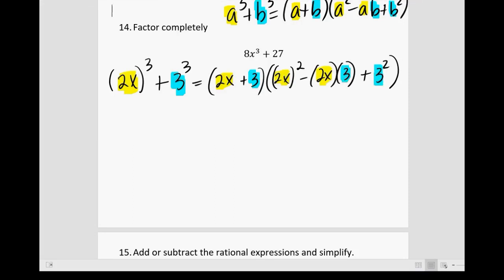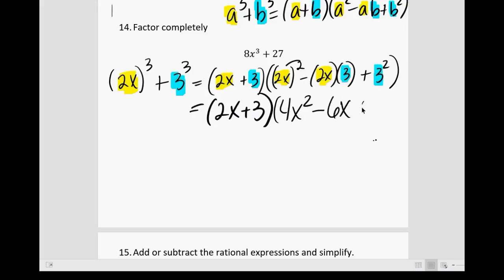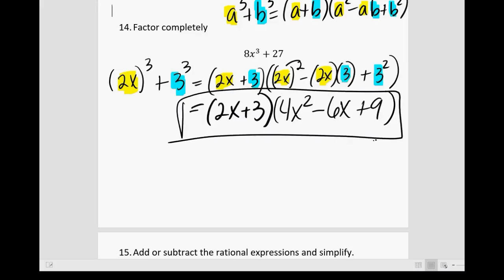Okay. So now we're going to clean this up. The left is just going to be 2x plus 3. Now, 2x squared: 2 squared is 4x squared, minus 2x times 3 is 6x, and then 3 squared is 9. This is going to be your final answer: 2x plus 3 times 4x squared minus 6x plus 9.